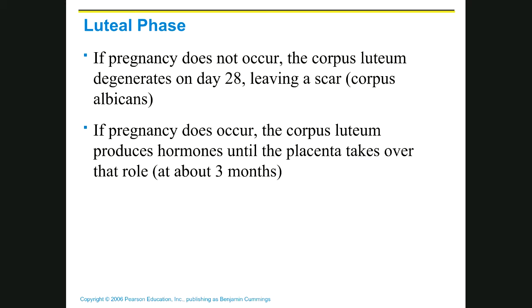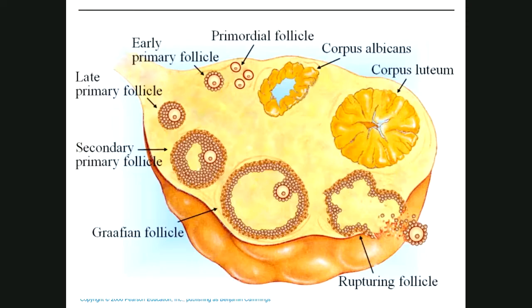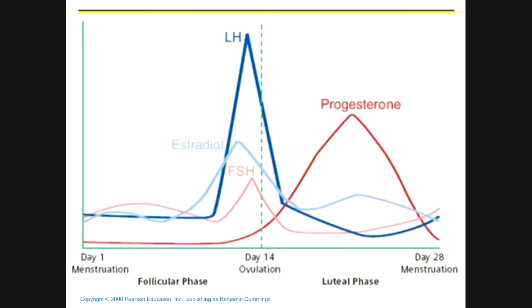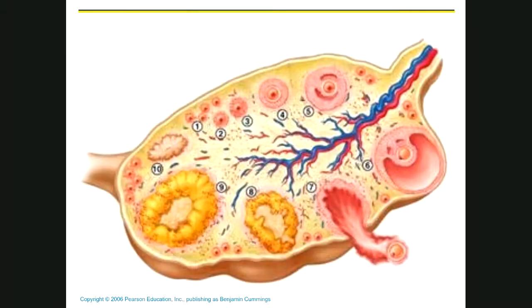And then the corpus luteum, remember, turns into this corpus albicans. So that's kind of what this ovarian cycle is. So let's go back and look at it in a little more detail. So first of all, there's our primordial follicles.